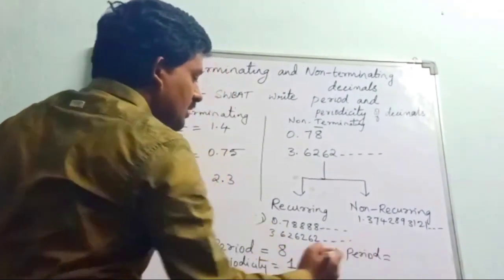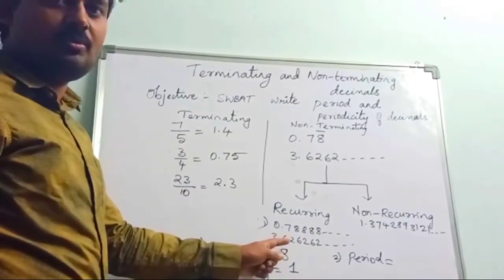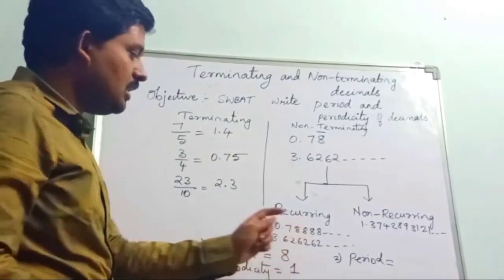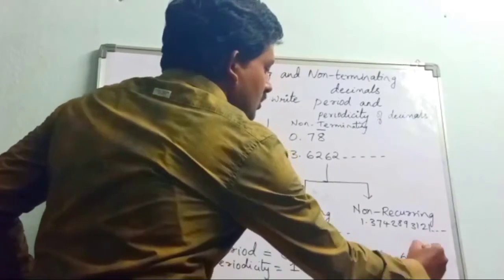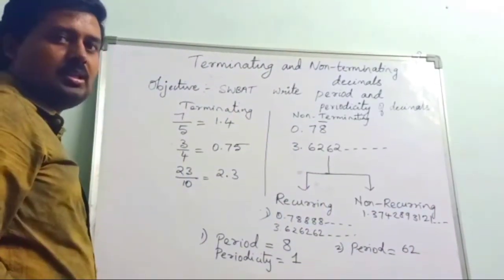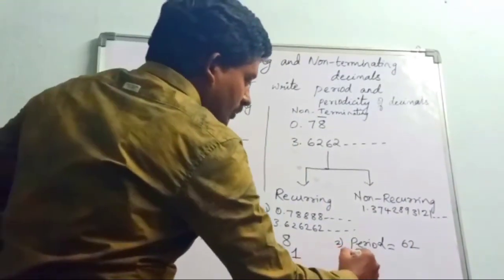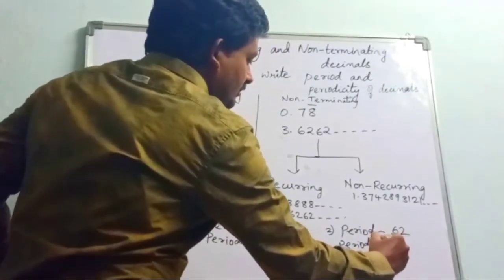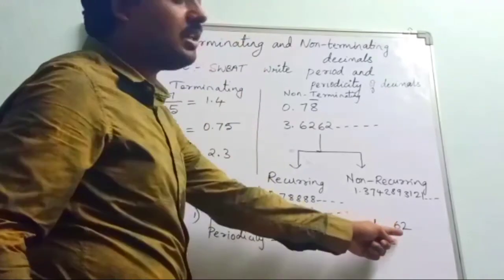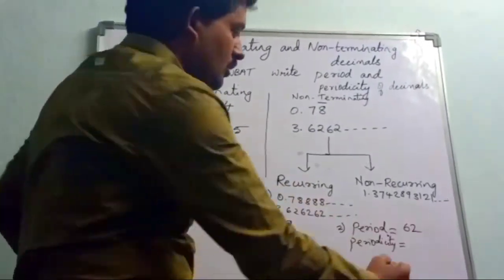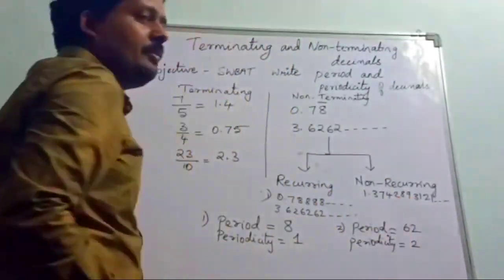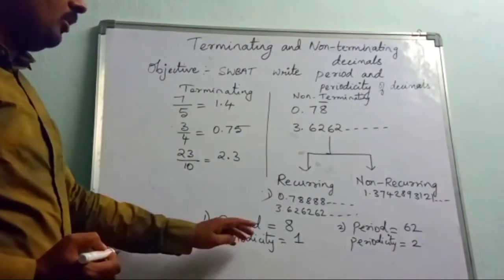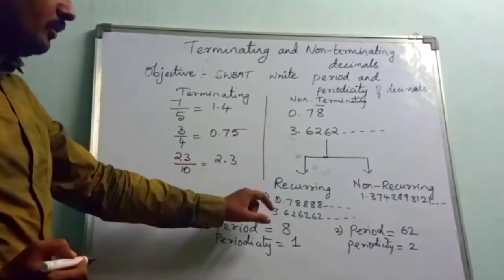Now if you see the second example, can you tell what is the period in this? What are the digits which are repeated? 6262. So the period will become 62. And what is the periodicity? How many digits are these? 2. So 2 will become the periodicity. I hope this is clear for you all. We'll just go over it once again.